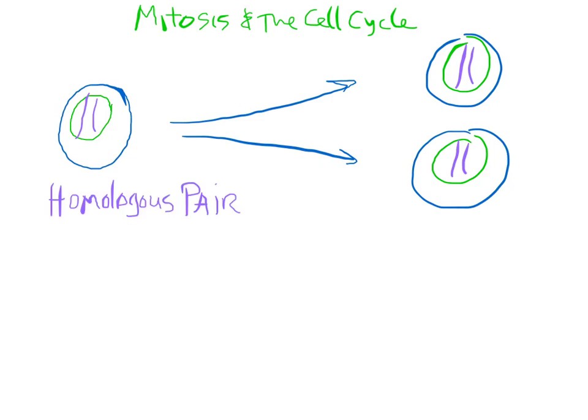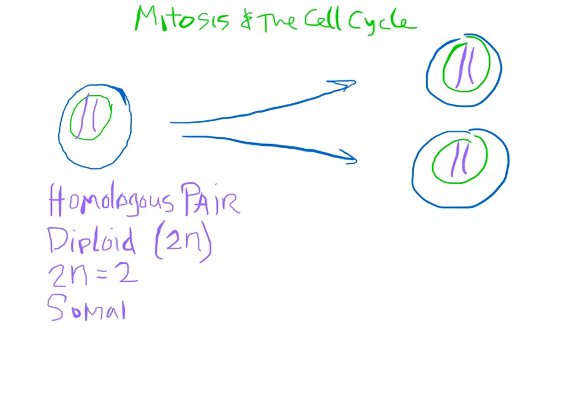Our simplified cell contains one homologous pair of chromosomes. It's obviously a diploid cell, abbreviated by 2N. It contains only two chromosomes, so 2N is equal to 2. This is an example of a somatic cell, otherwise known as a body cell, like the cell on your nose.